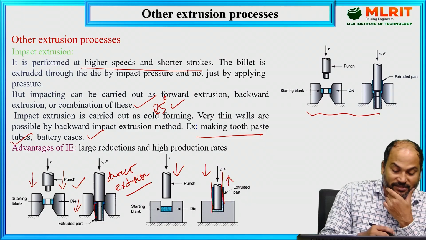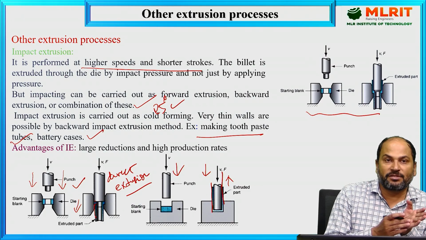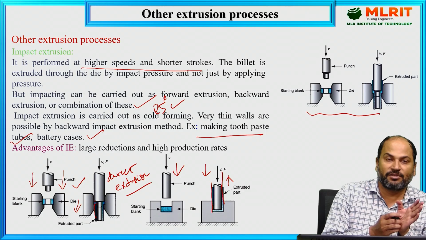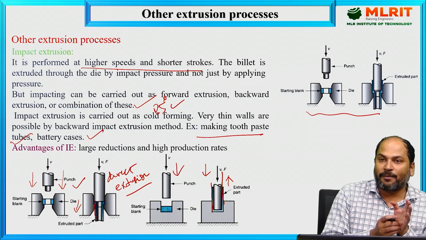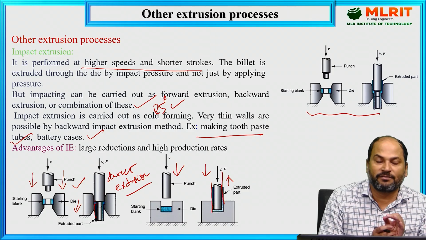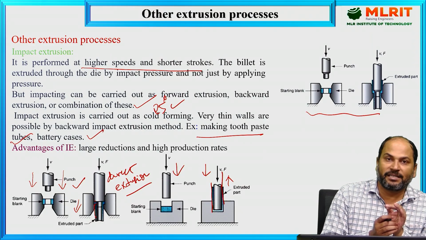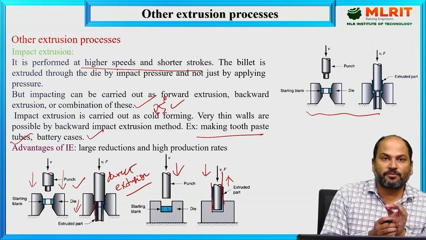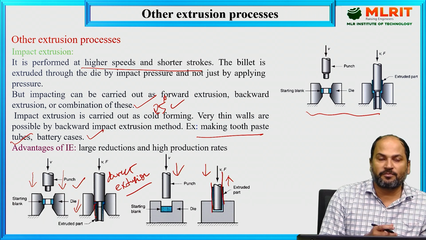What is the advantage of this one? Large reduction is possible by this process. This is the major advantage of this process. Large reduction is possible, and obviously the production rate is very high in this one. So these are the two major advantages. As the production rate is very high, this is one advantage. And the second advantage is that a large reduction in a single pass is possible by this process.